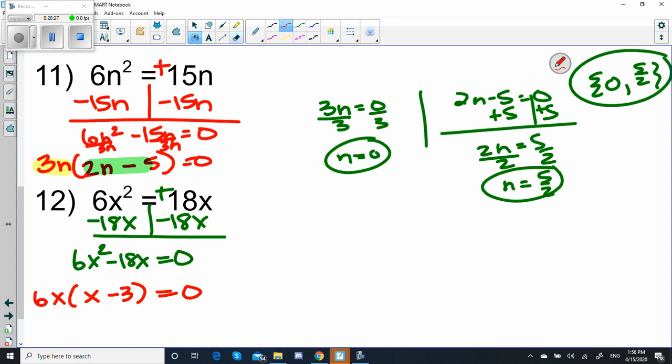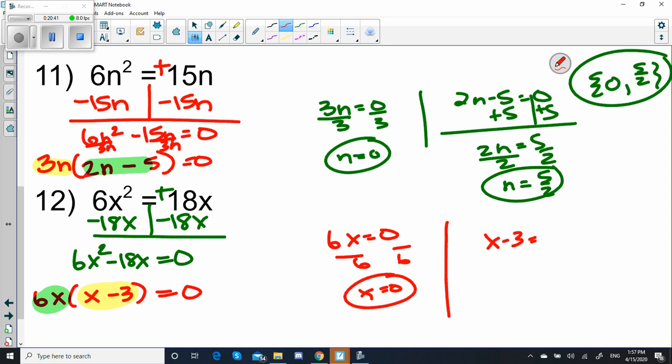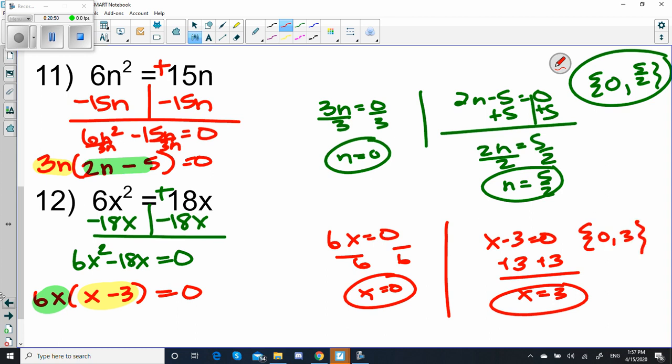So now I can set both of these equal to 0. Anything that has an x gets set equal to 0. So 6x equals 0. So again, our first solution is going to be 0. It's been like this on this whole page. And then the other one would be x minus 3 equals 0. So I end up with x equals 3. Now my two solutions for this are 0 and 3.